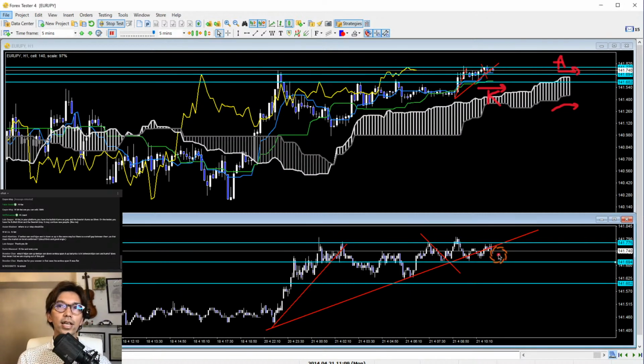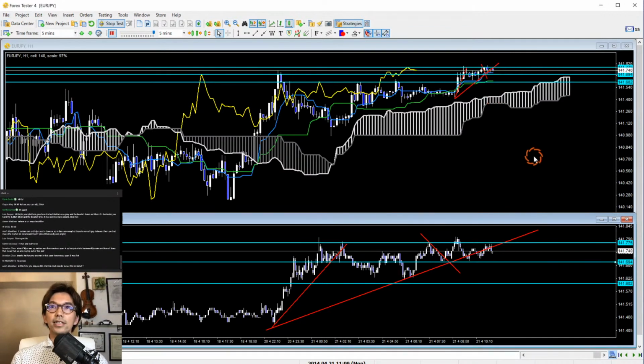And that's not only because the price is simply ranging, but because Senko Span A is flat and Kijun Sen is flat now. So the market has stopped its uptrend. So I will be looking for the take profit, I mean exit timing already. So let's just go one by one.